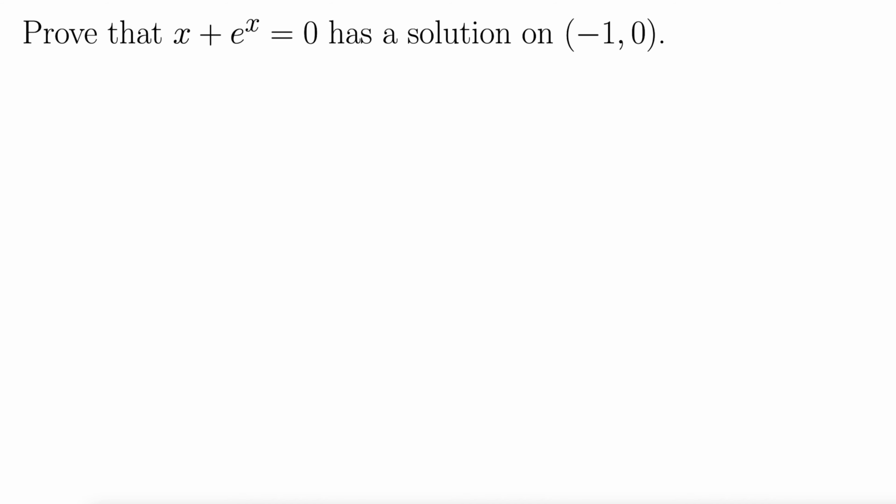We're asked to prove that x plus e to the x equals 0 has a solution on -1 to 0. And anytime you're asked to show something has a solution, but not necessarily asked to find the solution, a good place to start is the intermediate value theorem. Let's just make a graphical argument on how that might look, right? So I don't know what this function looks like, and I'm not going to think about what it looks like.